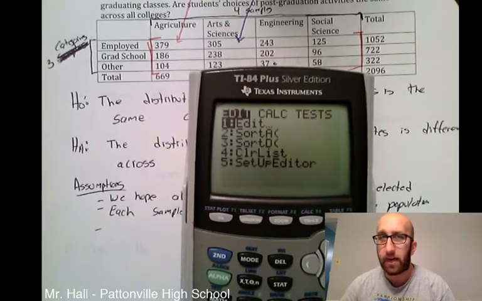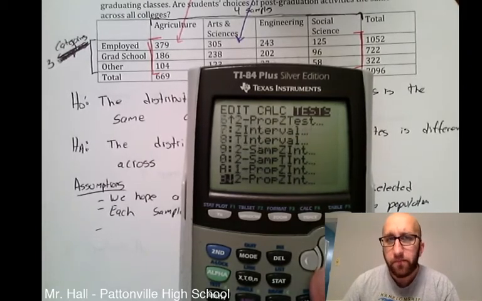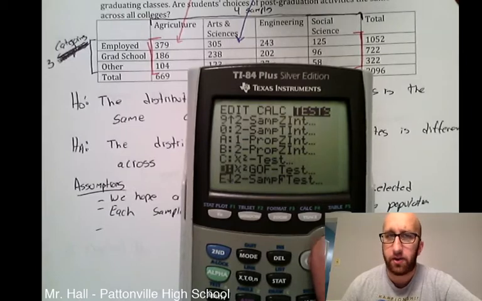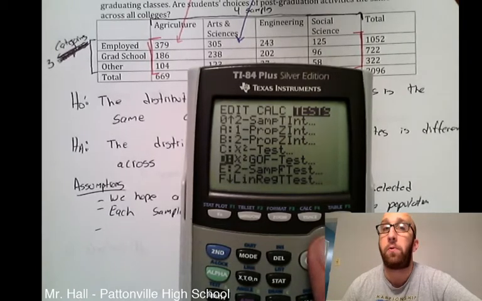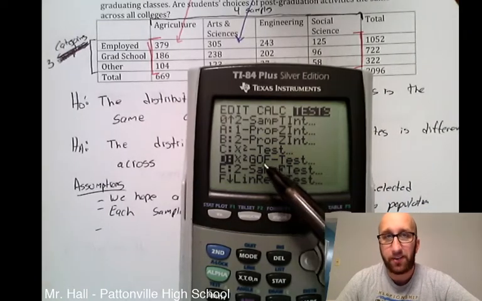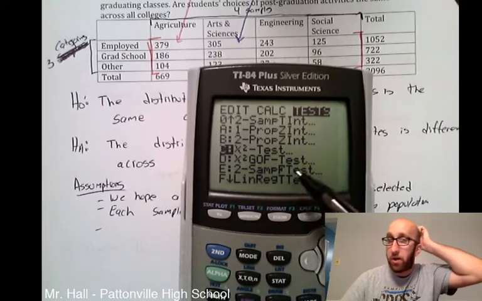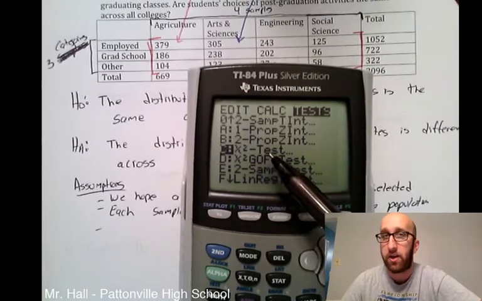So if you go to Stat, go over to Tests, and scroll down, you will see your 2 chi-squared tests listed in the calculator. We have 3 total, but there are 2 listed in the calculator. We have a chi-squared GOF test, that's the goodness of fit test. So goodness of fit has its own option in the calculator. Then option C is what we want here. It just says chi-squared test.